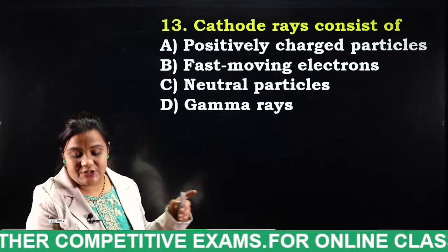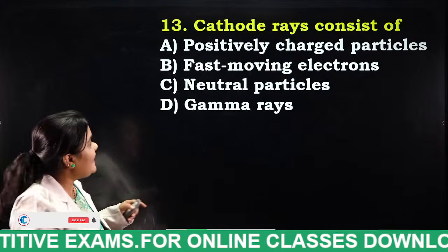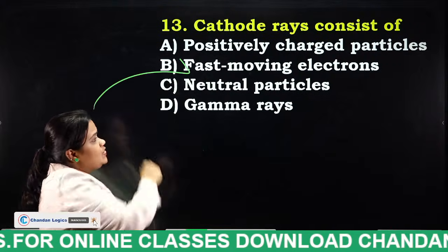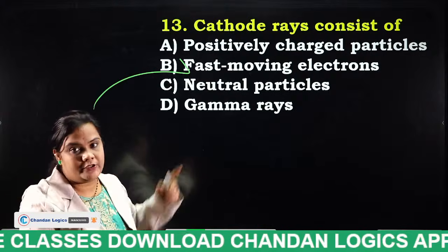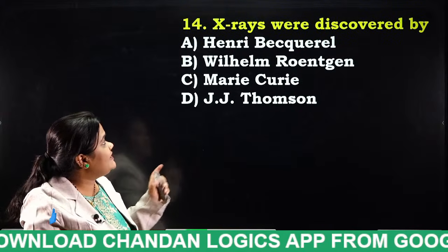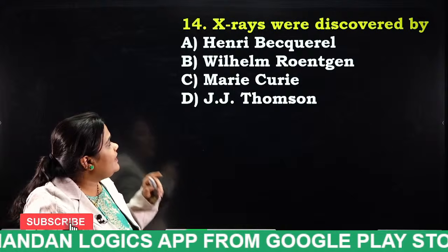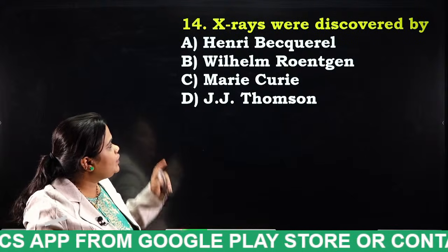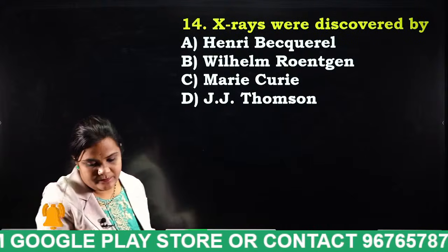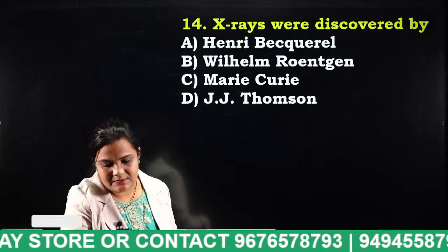Cathode rays consist of fast moving electrons. Very good. Positively charged particles are the anode rays. X-rays were discovered by Henry Becquerel, Wilhelm Röntgen, Madame Curie, or J.J. Thomson. Speed up guys.